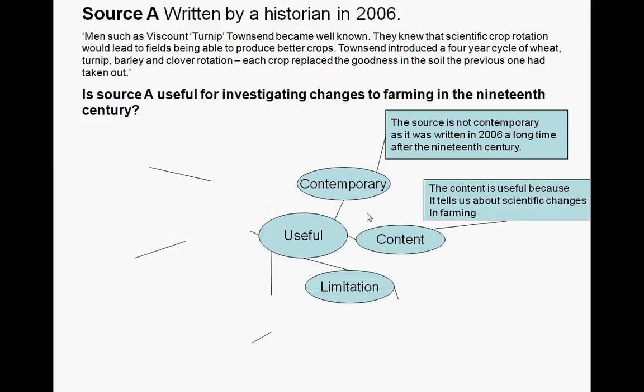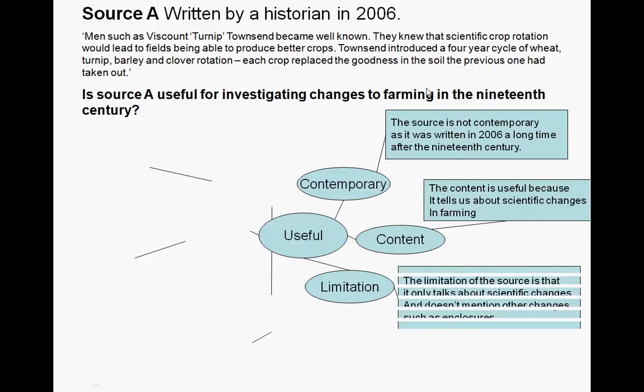Next up, a limitation of the source. What is the source missing out, or is there a bias in the source? There's perhaps not going to be a bias because it's written by a historian, so maybe it misses something out. What does the question ask? Is it useful for investigating changes to farming in the 19th century? Well, it gives us one change, but it doesn't give us other changes. So, the limitation of the source is that it only talks about scientific changes and doesn't mention other changes such as the introduction of enclosures.